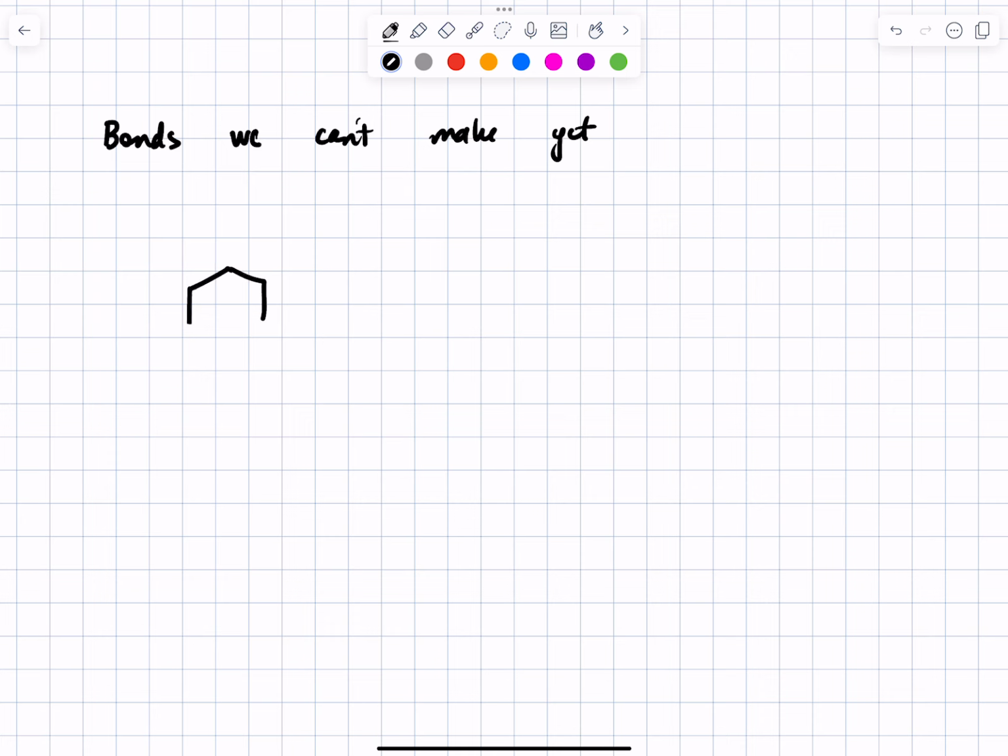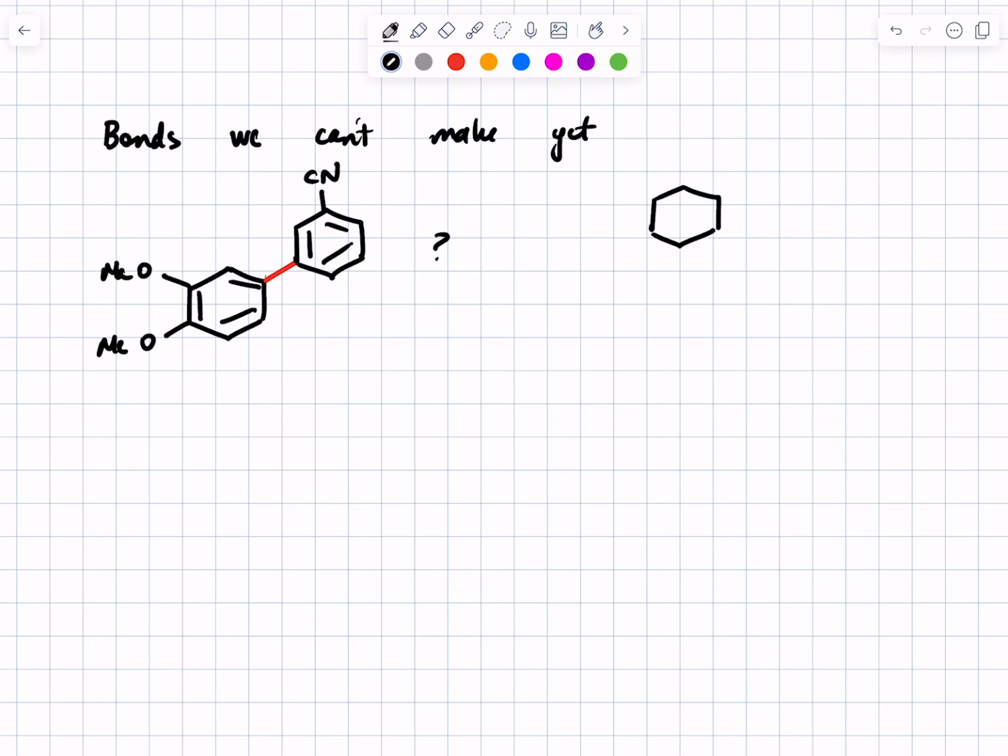Suppose you wanted to make a bond between two benzene rings. Suppose this was the molecule you wanted to make. We've done stuff with benzene rings before, but never that kind of thing. The best we could do with a benzene ring prior to this, to make a carbon-carbon bond, was to do a Friedel-Crafts reaction, where we could make a bond between the benzene ring.